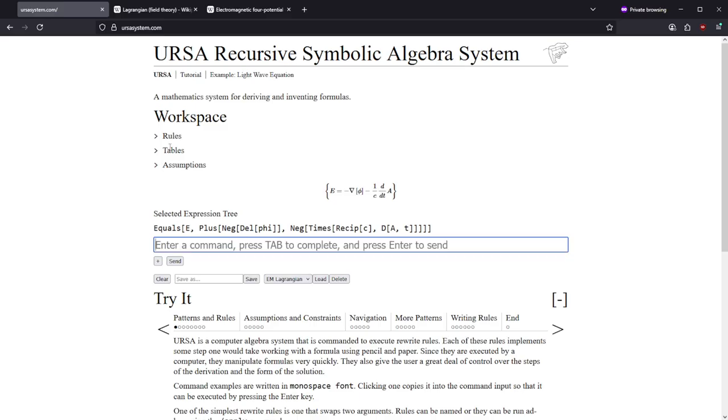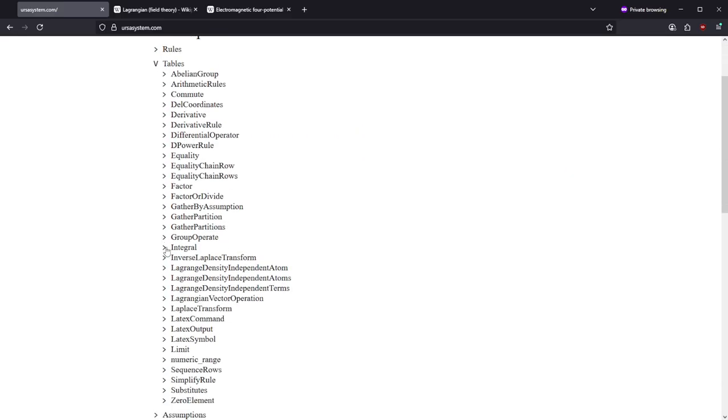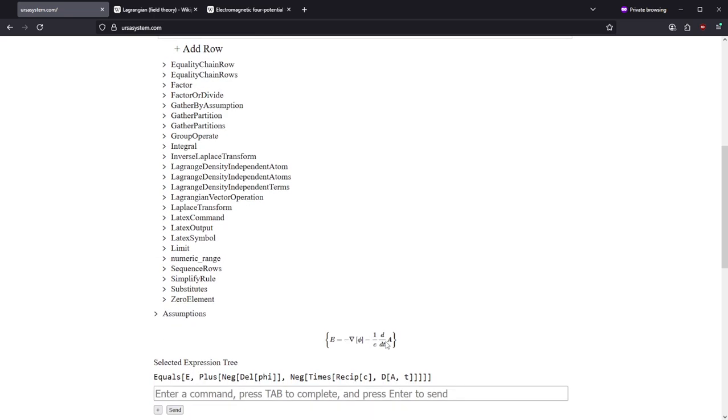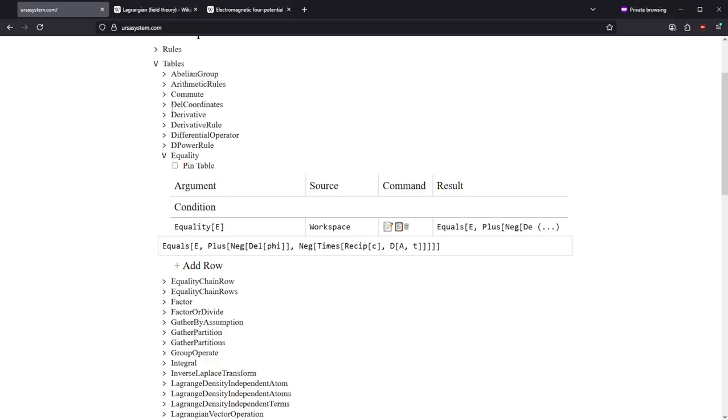So this is now in the tables tree. There's a table called equality, and it says that there's an equality that's named E, and it says that E equals this stuff that we just typed in down here. So this is sort of defining E.